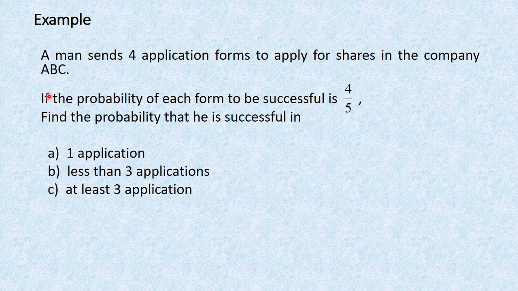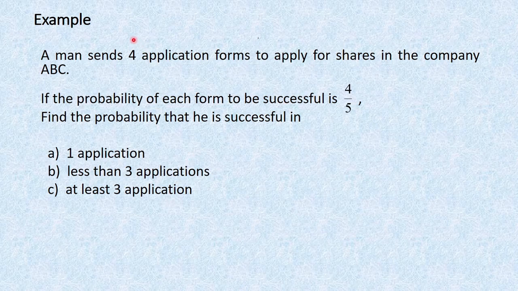Okay, we move to the next example. A man sent for application forms to apply for shares in the company ABC. If the probability for each form to be successful is 4/5, find the probability that he is successful in A, 1 application, B, less than 3 applications, C, at least 3 applications.